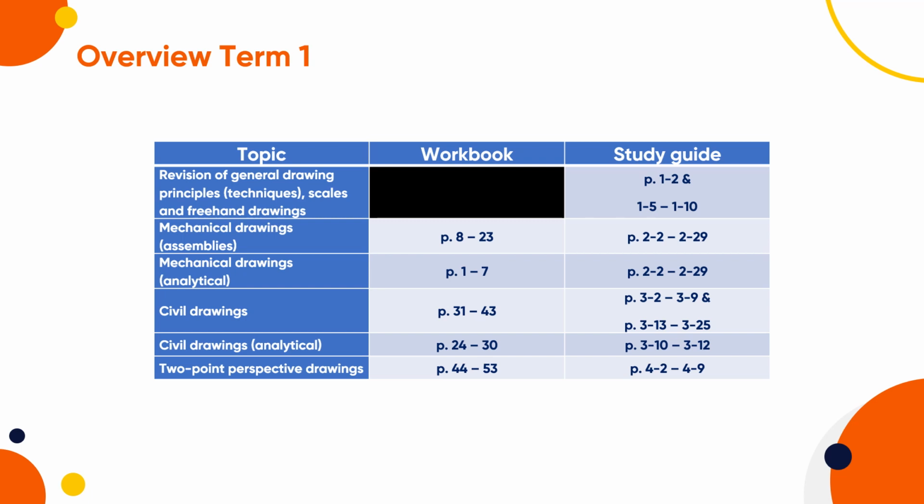You'll find that in the workbook, and you'll see where you would have found it in the study guide, in chapter 2, as those are mechanical drawings. Then we moved to civil drawings and civil drawings analytical. In this case, we focus specifically on chapter 3, and with the analytical questions, especially as those are referring to site plans, we focus there on page 10 to 12 of chapter 3. Last but not least, we also focus on two-point perspective drawings, and we would have found that in chapter 4.